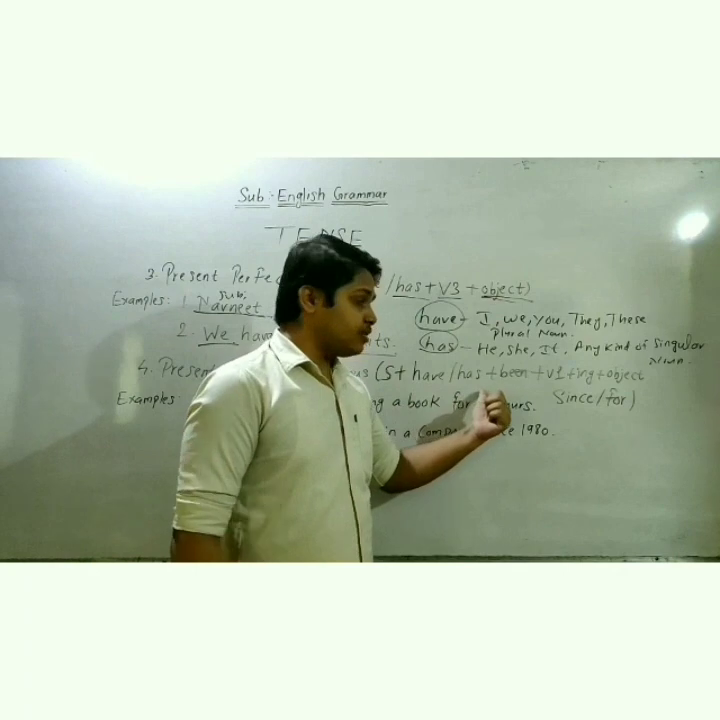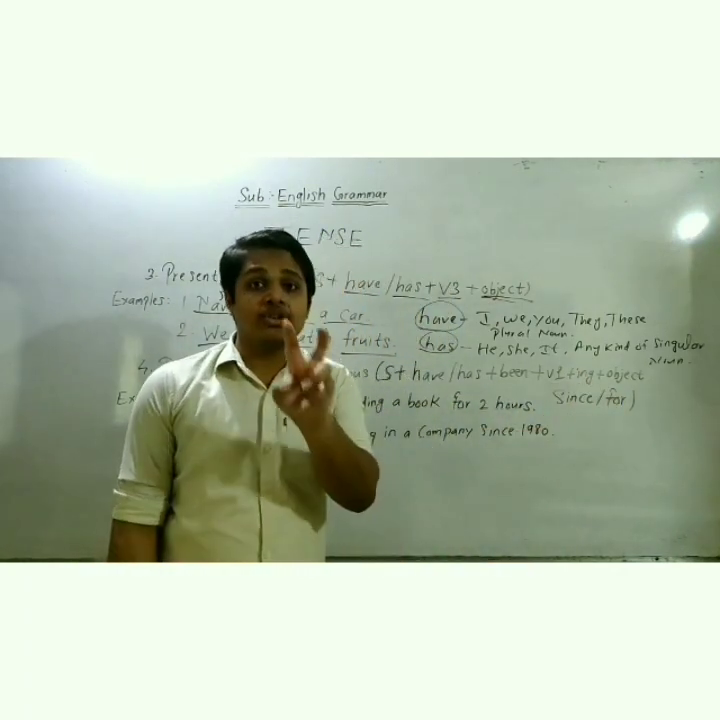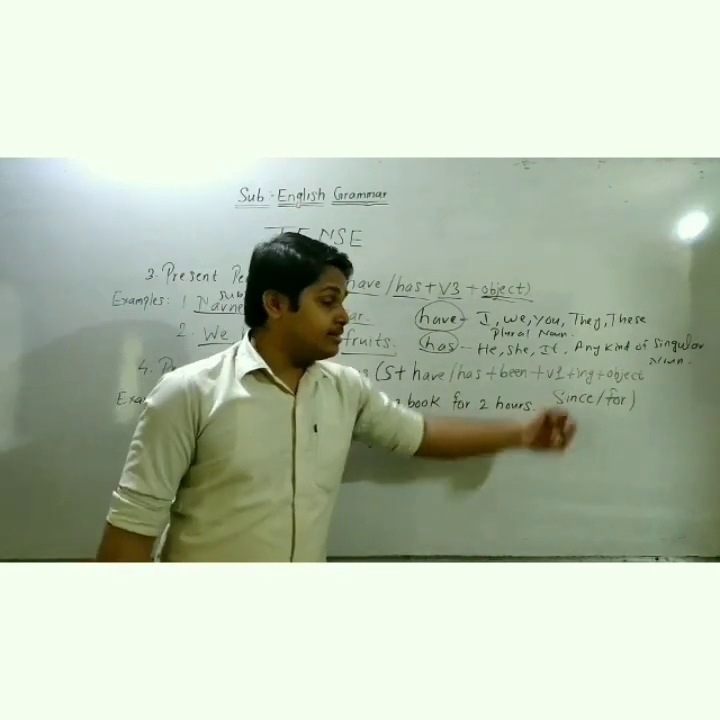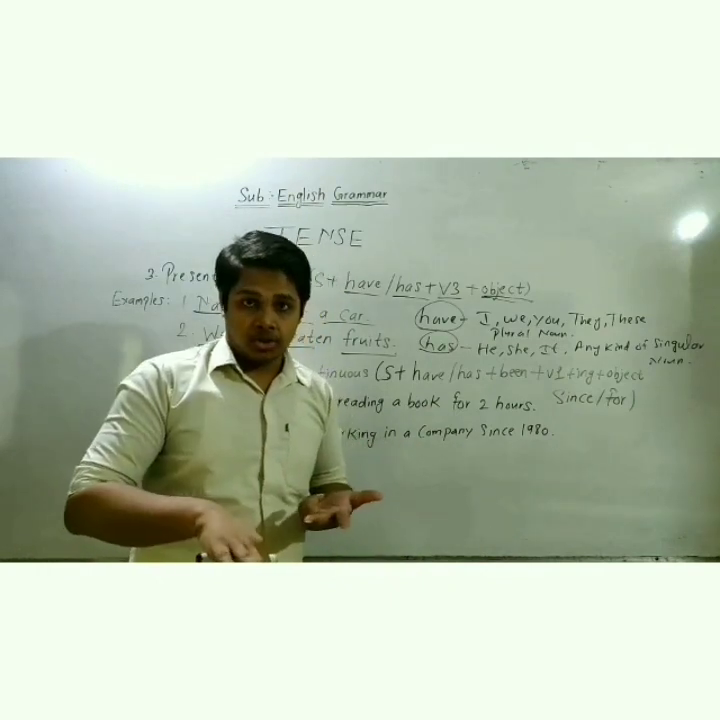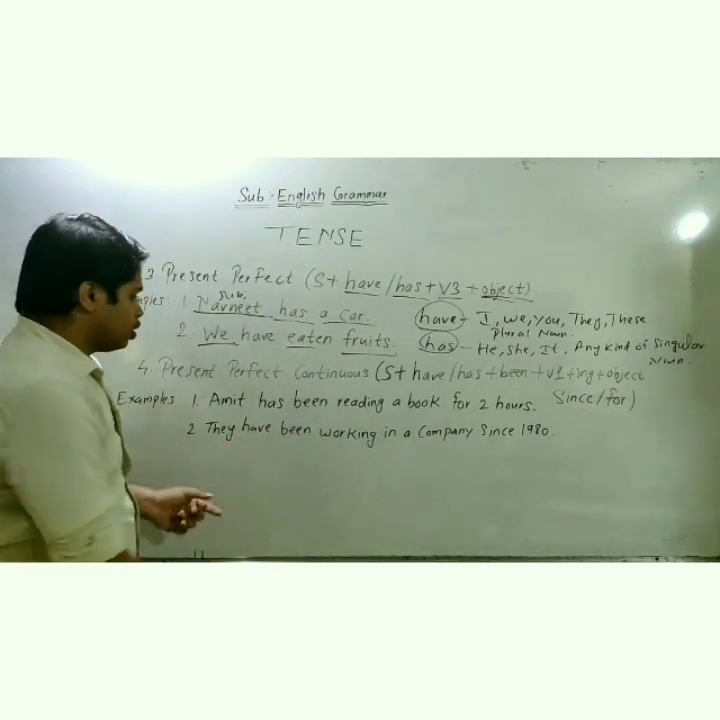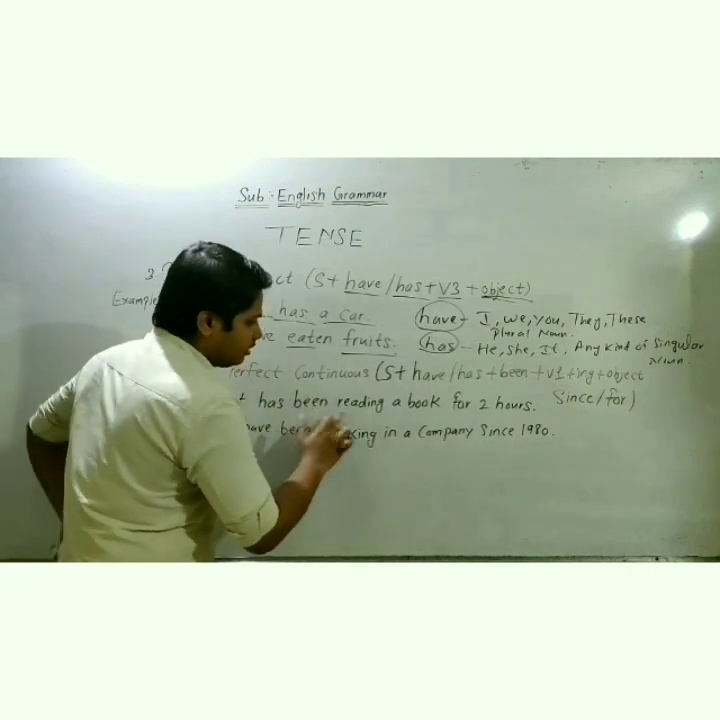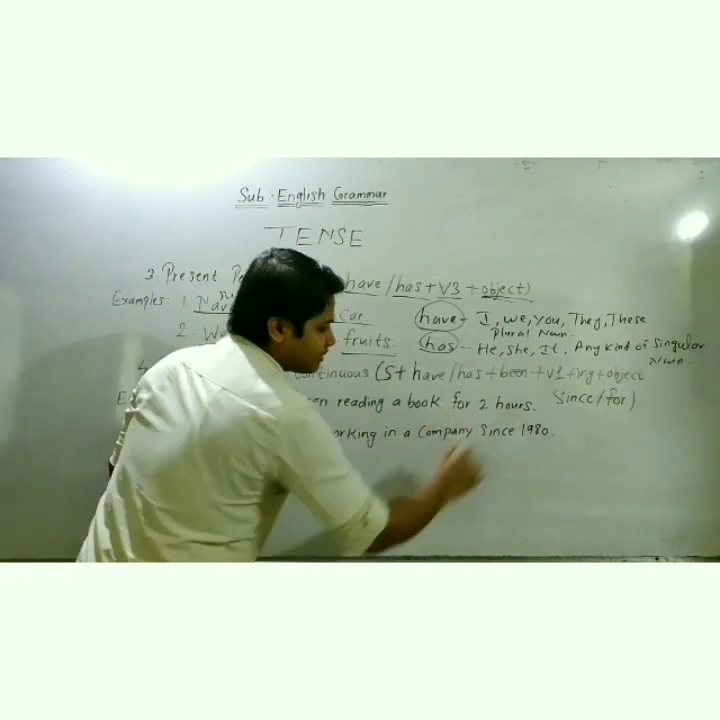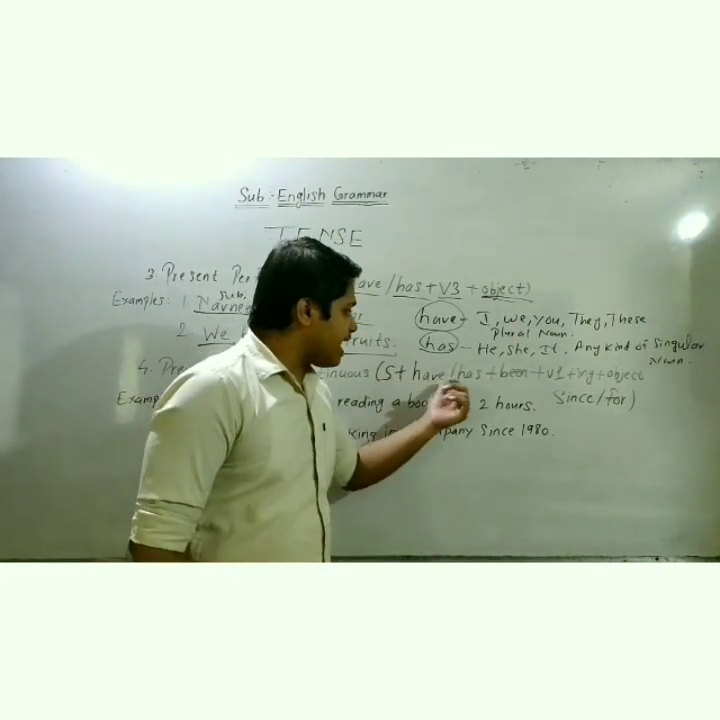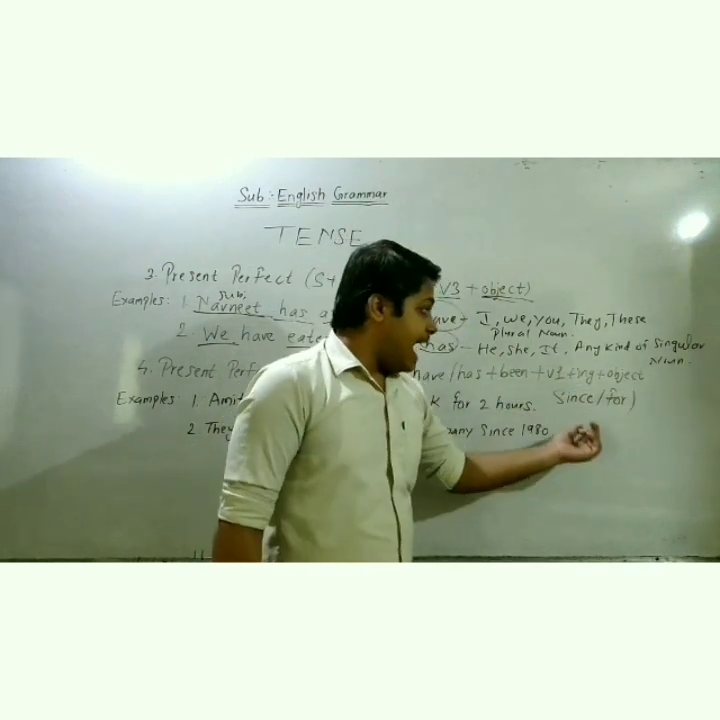The formula is have/has plus been plus the verb's first form plus ing. It means it consists of two kinds of subtypes: it is present perfect also, and it contains continuous tense also. So keep your mind and your eyes here. The present perfect continuous. The first example is: Amit has been reading a book for 2 hours. I told you the formula: subject plus have/has plus been plus verb first form plus ing, object, and since and for.